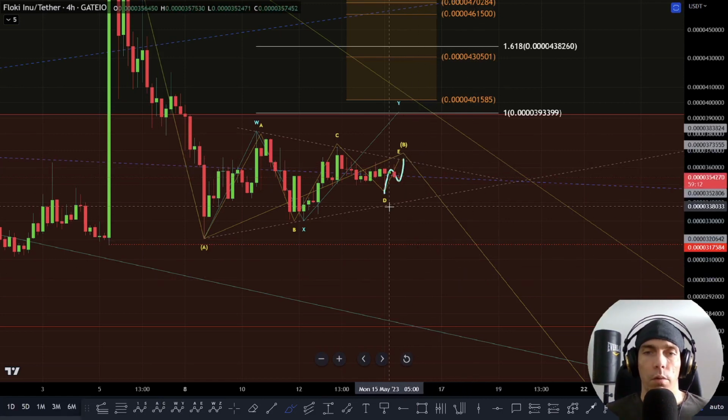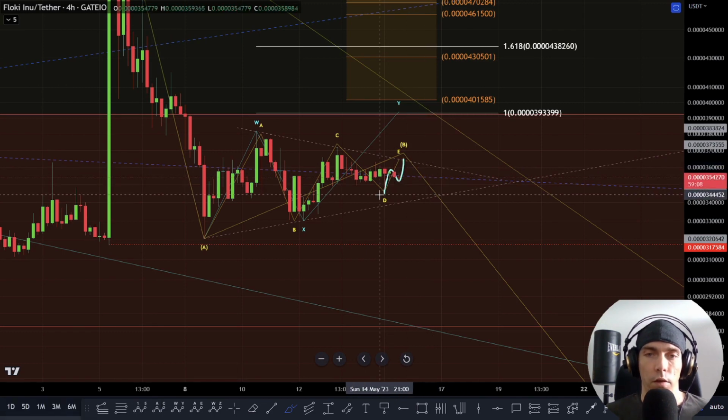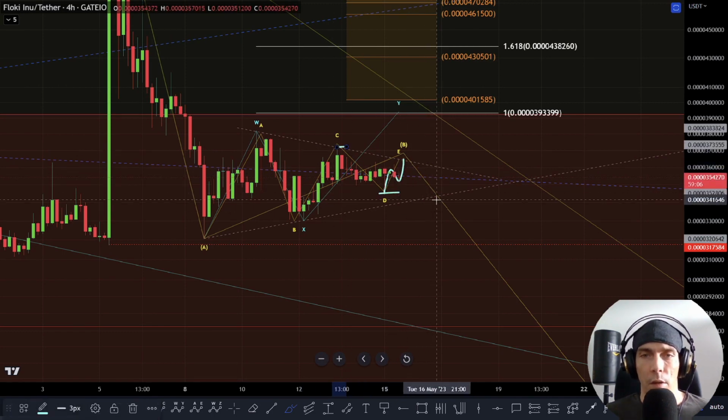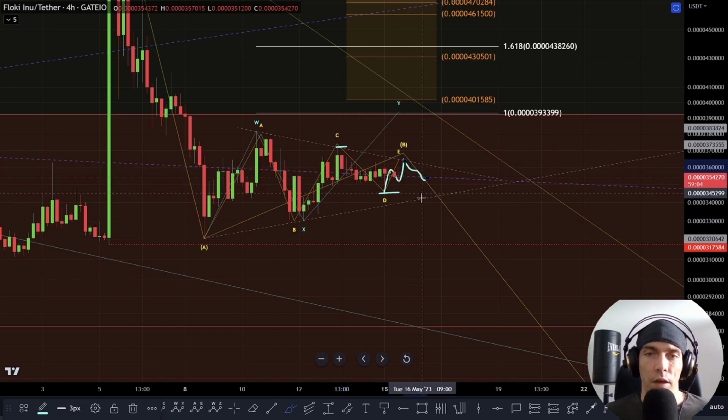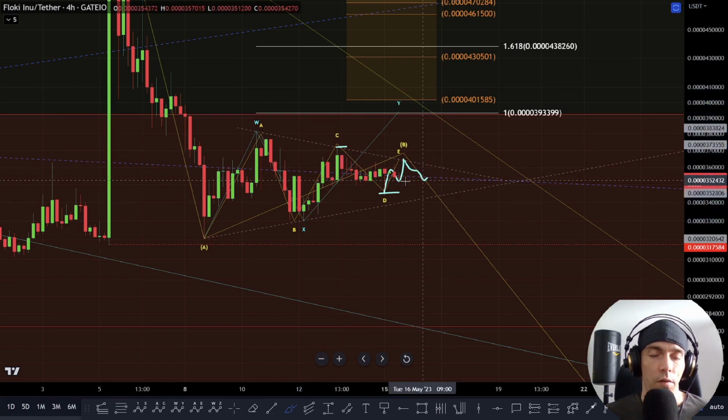If however we form a 3-wave move to the upside and then come and actually form another 3-wave move to the downside, maintaining this low and maintaining this high, this could then be a triangle in the other way where this is A, B, C, D, E, and then we actually move to the upside. So keep an eye on this.